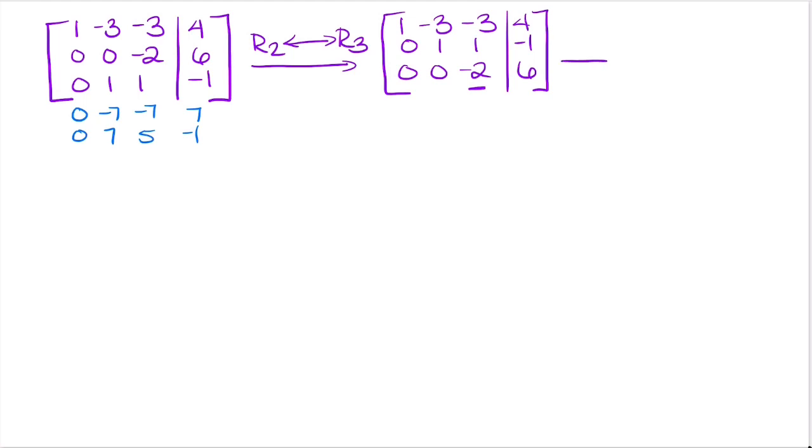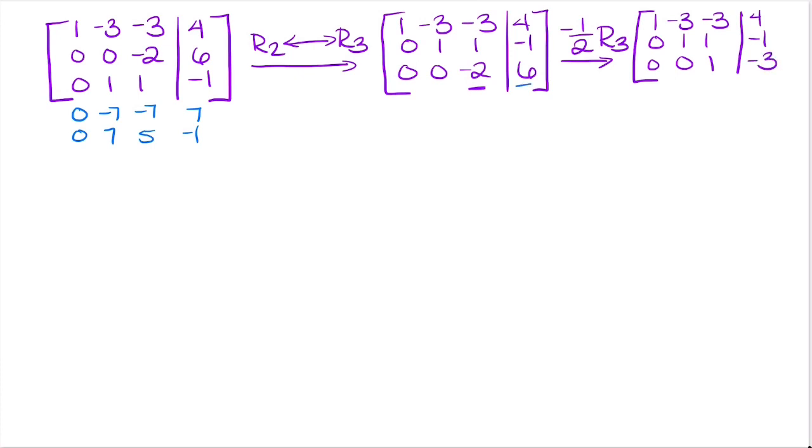And remember, I can do that by multiplying by the reciprocal of that number. So I'm going to multiply by the reciprocal of -2, which is -1/2. And I'm going to do that to row 3. So when I do that, my new matrix will be 1, -3, -3, 4, and then I have 0, 1, 1, -1, and then I have 0, 0. Well, -2 times -1/2 is going to be 1, and then 6 times -1/2 is going to be -3.